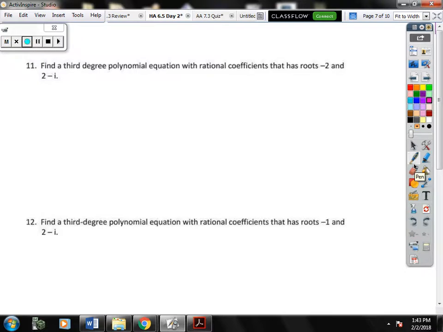All right, 11. Find a third degree polynomial equation. So it has to have an equal sign. Remember, some of us lost our half point on the last quiz. Forgot the y equals 0, f of x equal sign. With rational coefficients that has roots negative 2 and 2 minus i.